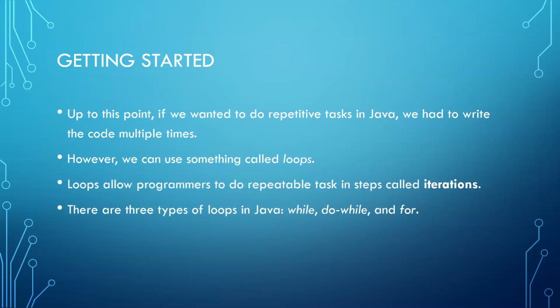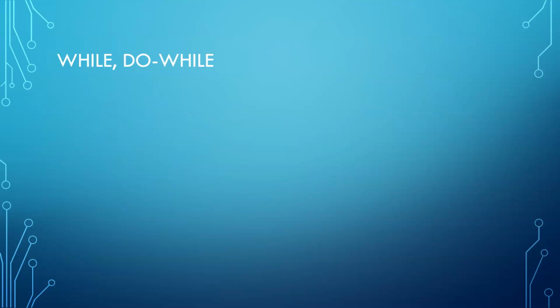There are three types of loops in Java. You have while, do while, and for. And as I mentioned, we're going to look at those first two today. So with a while and a do while.